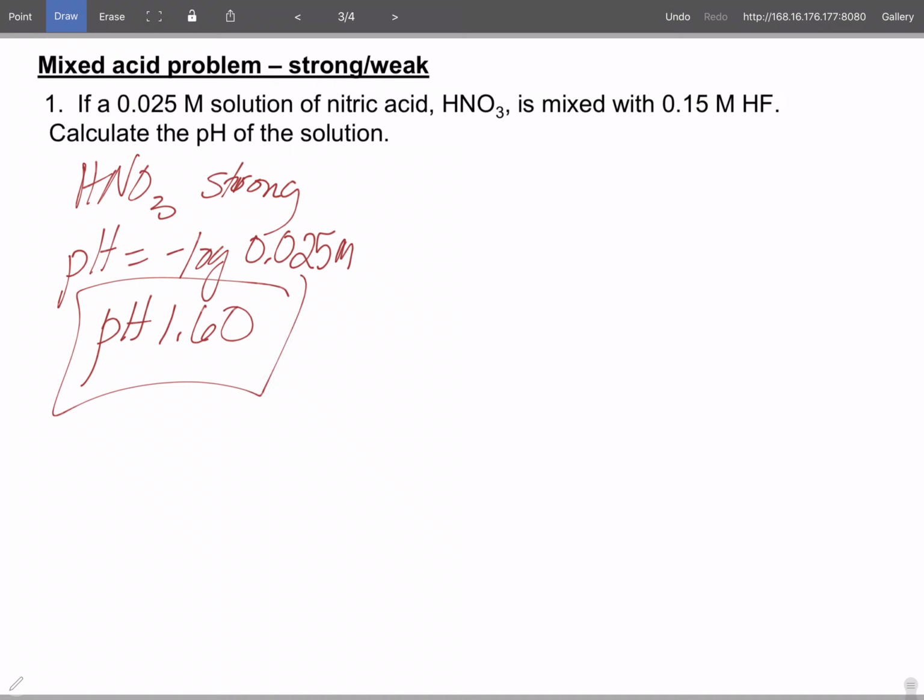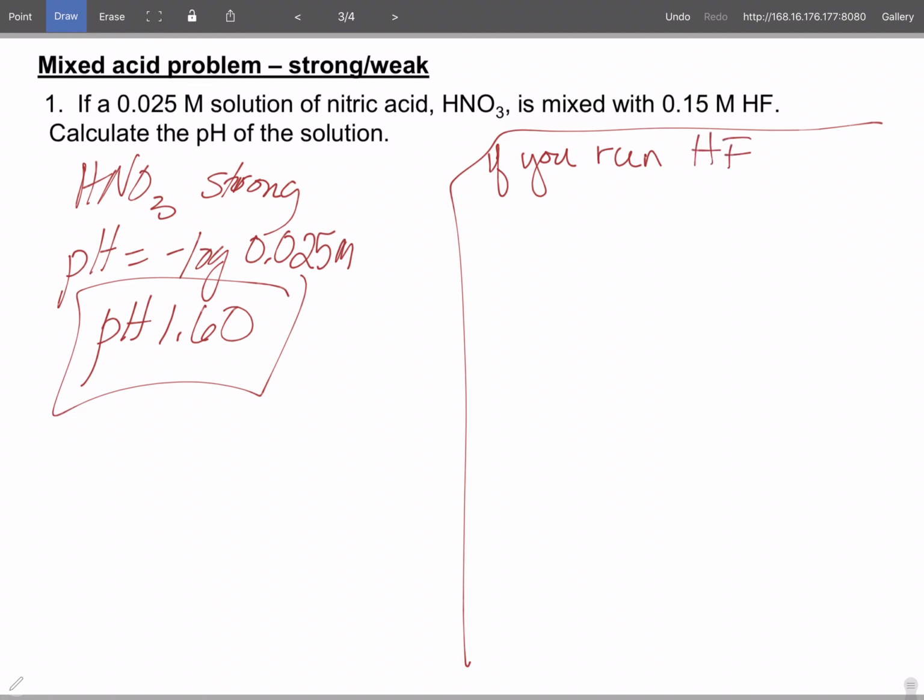And so what it's going to do is cause the HF to not dissociate. So as an aside, you don't have to run the HF on these at all, but I want you to see what happens. So I'm going to run this first one. HF is going to be H plus and F minus, right? Initially we're going to have 0.15 molar here, but we're also going to initially have 0.025 here, because remember, the strong acid and the weak acid are in the same solution, so they're dumped together.